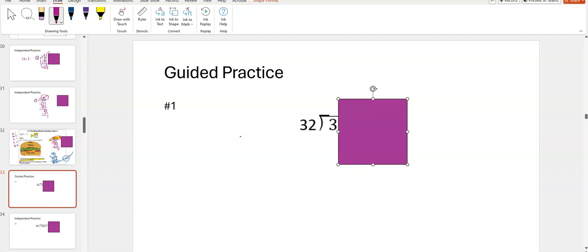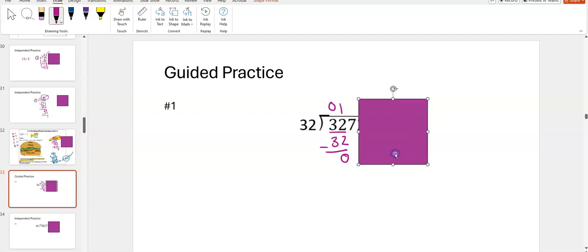All right, 32 goes into 3, 0. Make sure that my little sticky note square is not too close to my number. It goes in 0 times. So now I can move it over again, just a little bit more. And we're going into 32. That goes in 1 time. Okay, 0 is smaller than 32. So that means that I am on the right track and I can bring down my next number.